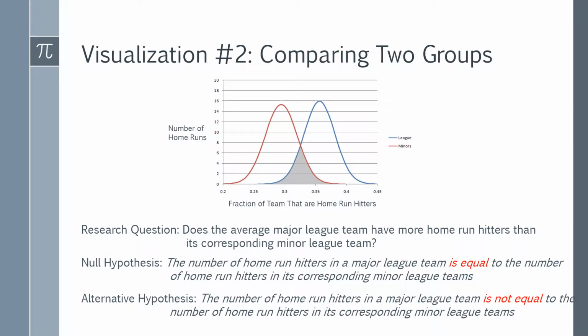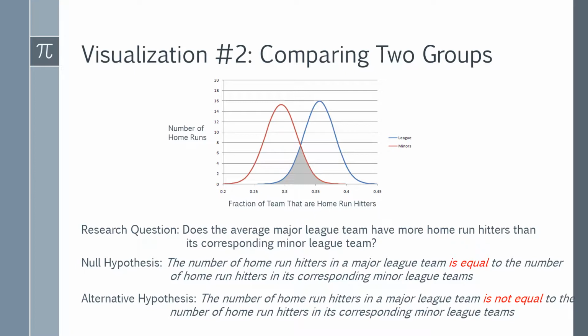So the second visualization is comparing two groups of data. The one in red shows the data corresponding to the minor league teams, and the blue one represents the major league teams. Our null hypothesis in this case is: is the number of home run hitters in a major league team equal to the number of home run hitters in the corresponding minor league teams?